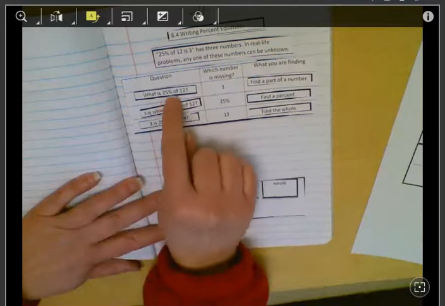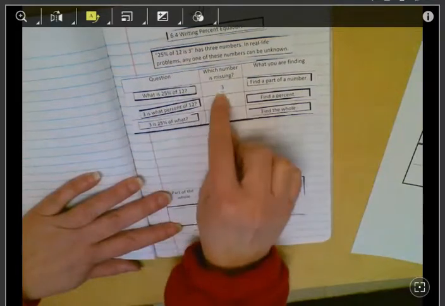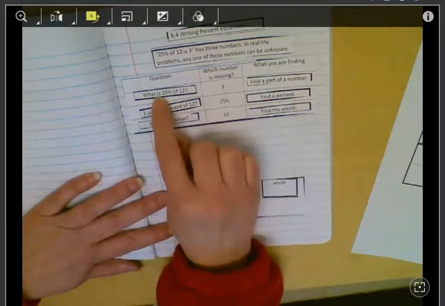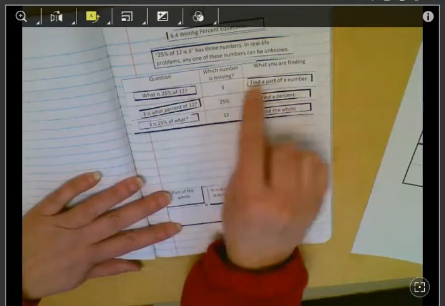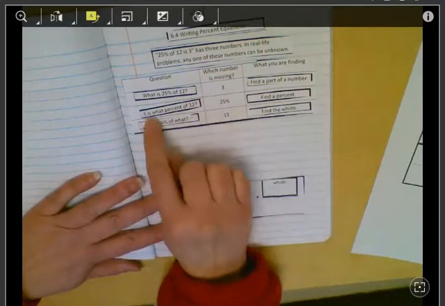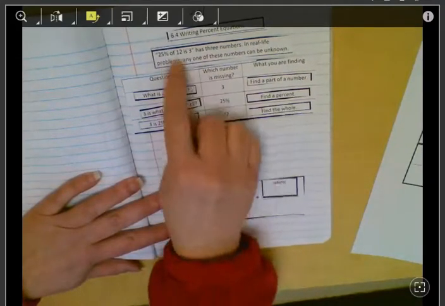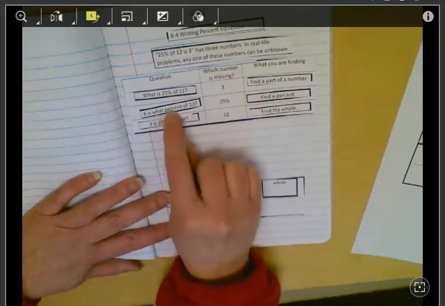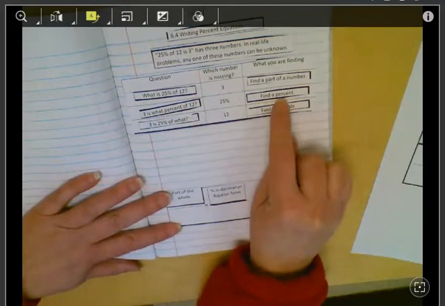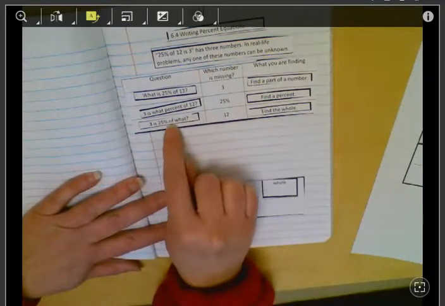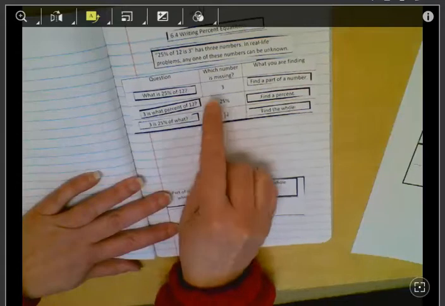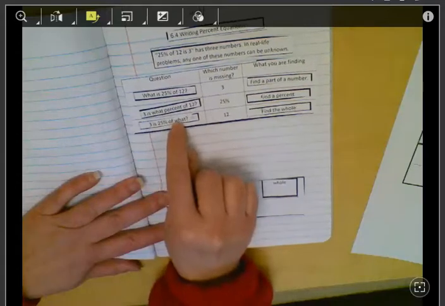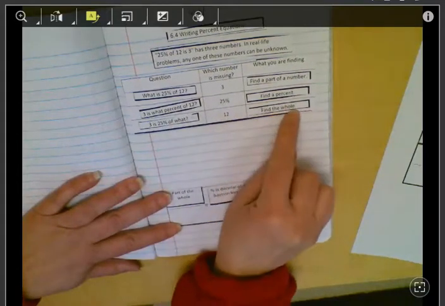That what is 25% of 12 are the two pieces up here that were not 3. So when you're asking what is, you're finding the part because is the part. 3 is what percent of 12. The number missing from up here is the 25%. What percent is asking, so you're finding a percent. 3 is 25% of what? You're missing the 12 because you're doing of what. So the of is the whole, so you're finding the whole.